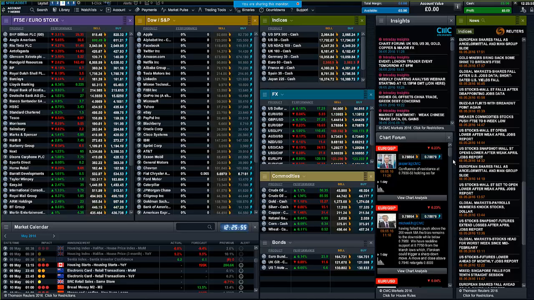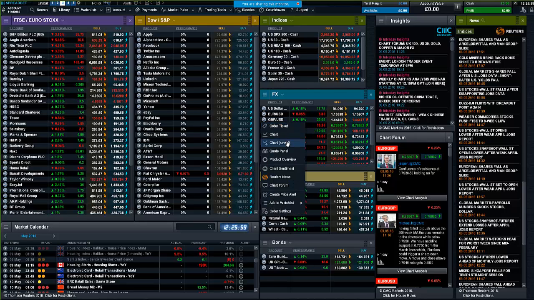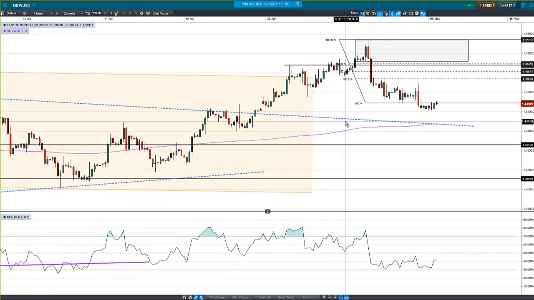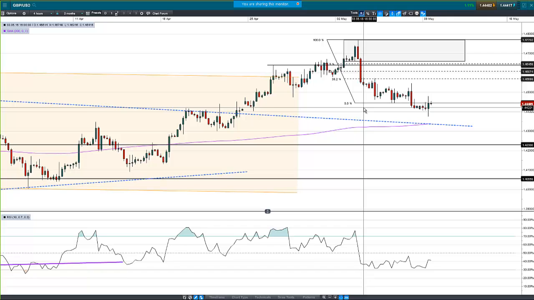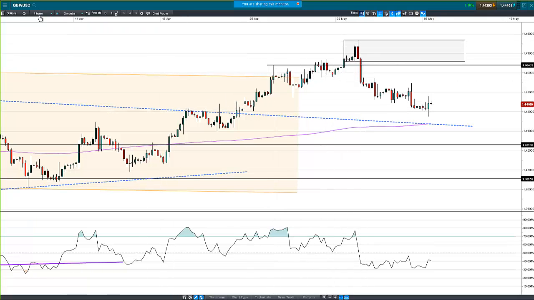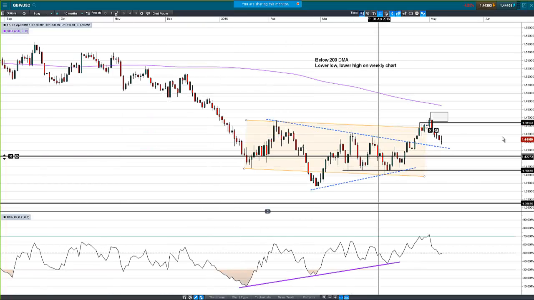Flipping over to currencies now. Maybe I'll just look at sterling first, because I had mentioned that. That's looking a bit soft, though actually recovered in the last few hours or so. So pull this out a bit to the daily chart.